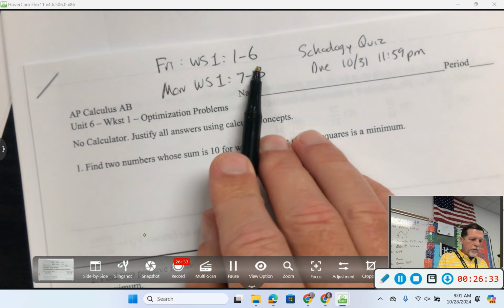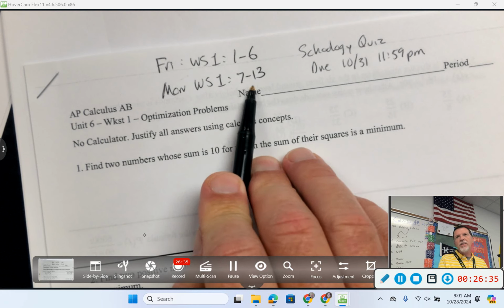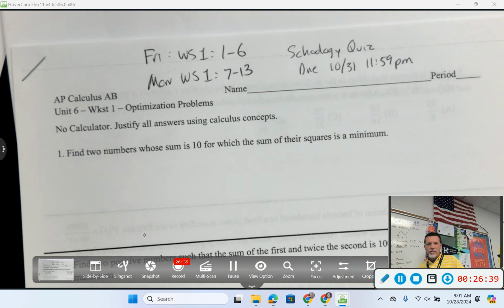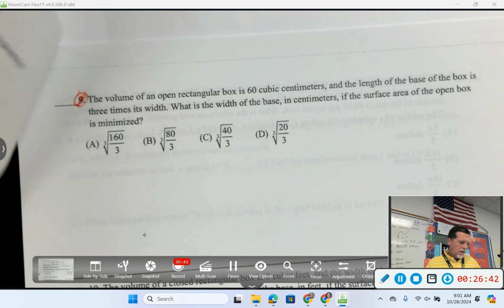Reminder, Friday's assignment was 1 through 6, today's assignment 7 through 13. You've got a Schoology quiz that's due Halloween night because it's super spooky and scary.